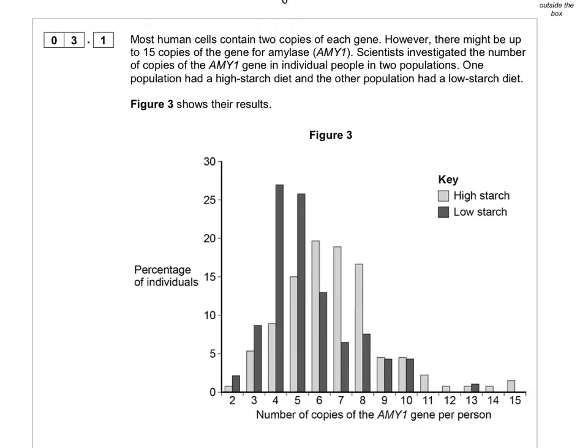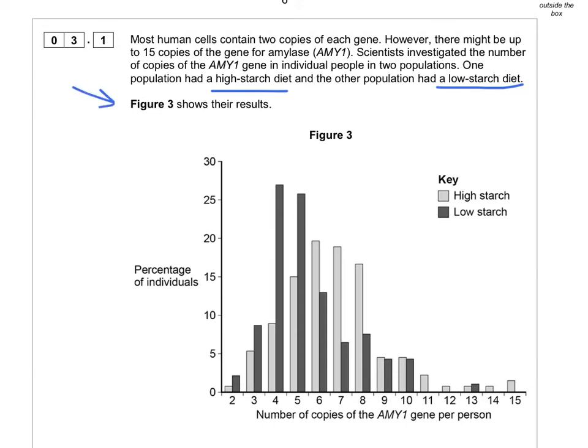Okay, question 3, and it starts off with a lot of information in the stem of the question. It says, most human cells contain 2 copies of each gene. However, there might be up to 15 copies of the gene for amylase, called AMY1. Scientists investigated the number of copies of the AMY1 gene in individual people in 2 populations. One population had a high starch diet, and the other population had a low starch diet.